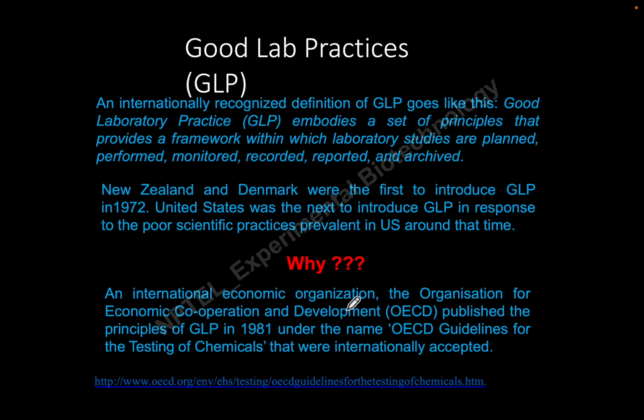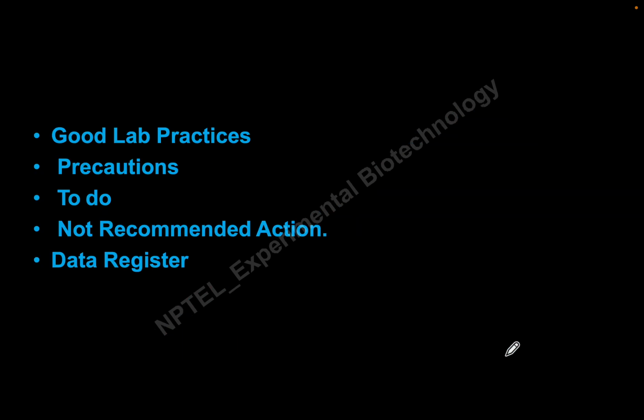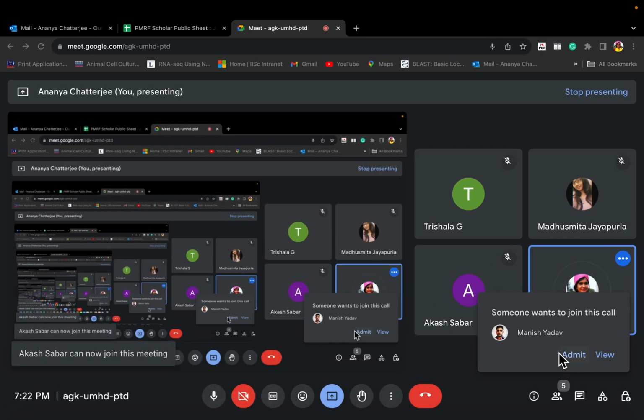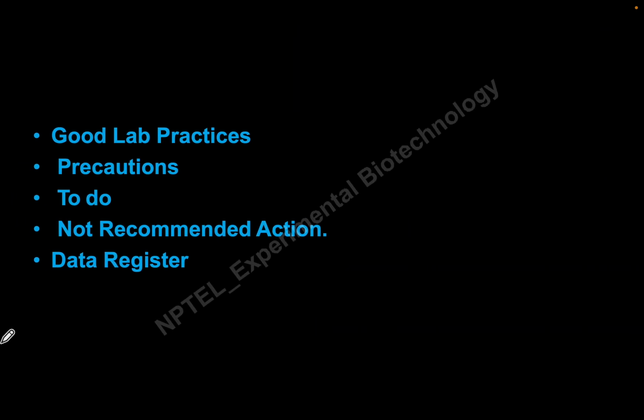An international economic organization, the Organization for Economic Cooperation and Development, published the principles of GLP in 1981 under the name OECD guidelines for the testing of chemicals, which were internationally accepted. Good lab practices: precautions to take, not recommended actions, data register. We'll briefly go through all those good lab practices, because this is the course where you have learned all the theories and you will be going to apply them practically, and simultaneously you have to be prepared with your practical prerequisites also. So good lab practice is one of those.